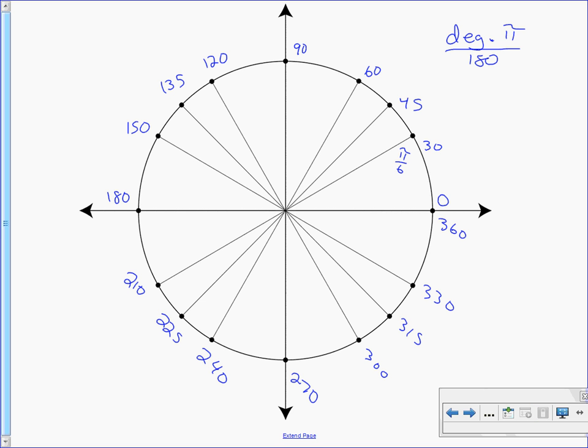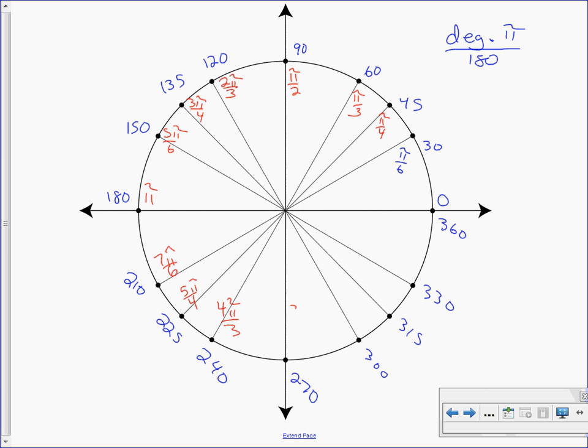Now, in the essence of time here, I'm going to start asking you guys what you got, and we'll just keep going along here. 45, did you get pi over 4? Then pi over 3? Pi over 2? Now what? 2 pi over 3? 3 pi over 4? 5 pi over 6? Pi. You alright, Trey? You got a scrunchy face for a second. 210, 7 pi over 6? 5 pi over 4? 240 gives me 4 pi over 3.